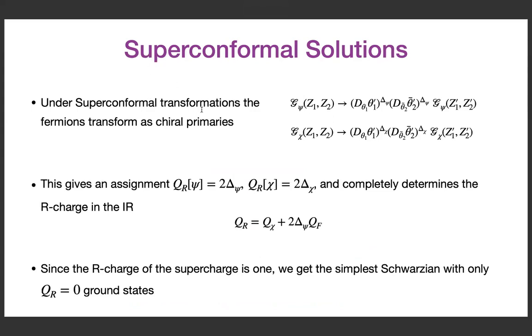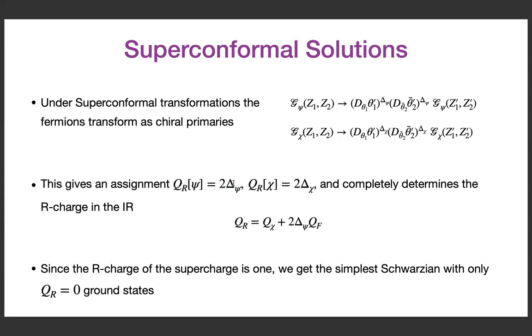So we found superconformal solutions for some values of the charge. These solutions have a super reparametrization symmetry. So this is just 2 copies of what we had before for N equals 2. But the important thing here is that now we can answer the question of what is the superconformal R symmetry, because we know how the fermions transform, and they basically transform as primaries of the superconformal symmetry. And that means that the R charge of the fermion has to be twice its scaling dimension, for both fermions.